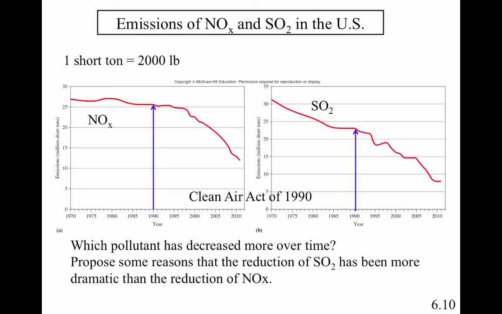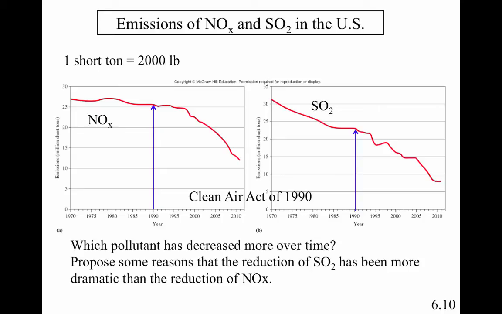I want you to think about some reasons that the reduction in sulfur dioxide has been more dramatic than the reduction of NOx. Sulfur dioxide emissions are largely coming from big industries like power plants or other industries that use coal.